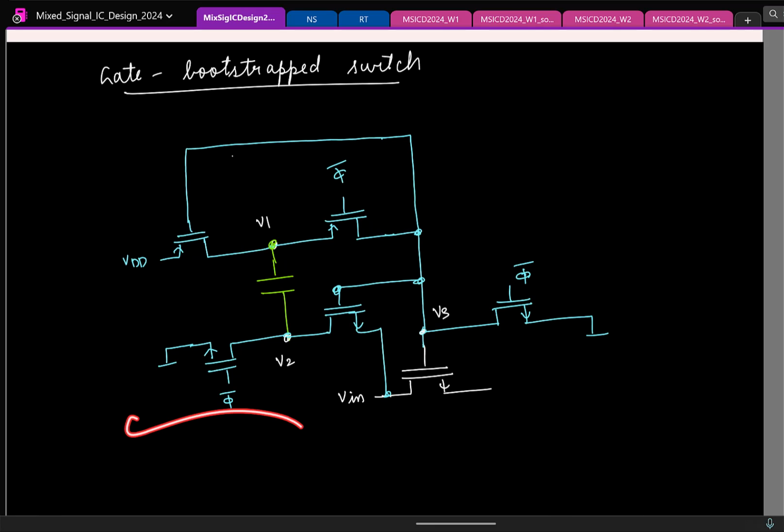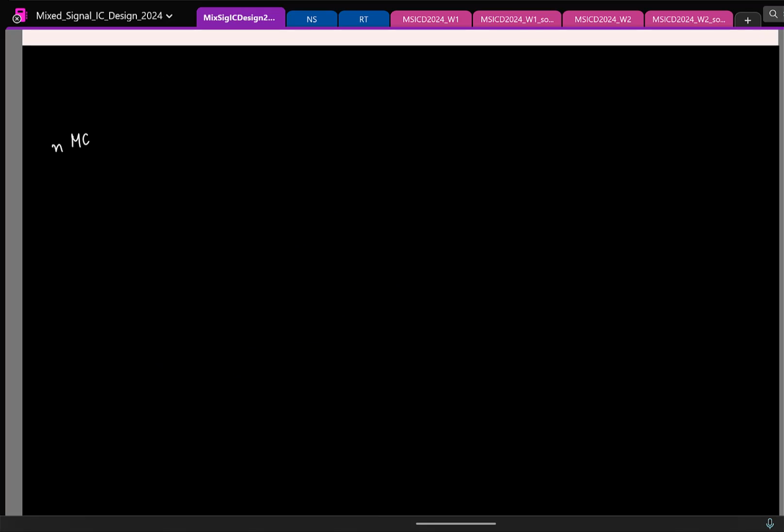So again, what is special about this gate bootstrap switch? What is it trying to achieve? It is trying to make a linear switch by keeping Ron constant, and that is happening by keeping VGS equal to VDD. Right? So now we know 4 different switch candidates. Let me just write them quickly. So we have NMOS, PMOS, CMOS, and the gate bootstrap switch.